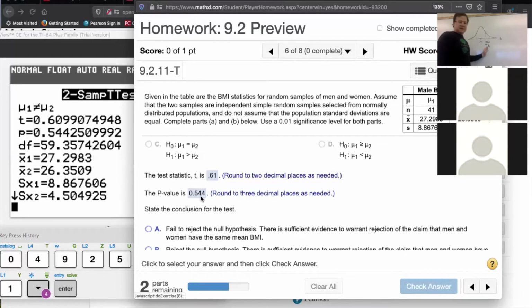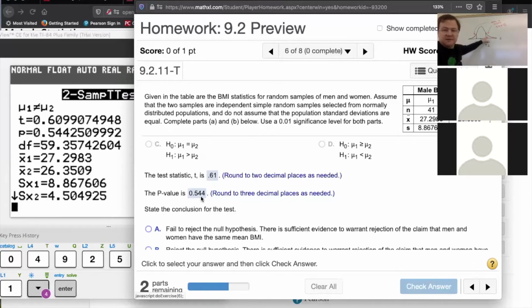Now, I'm about to shade this in, but remember, this is a two-tailed test. So the p-value is going to be the area that goes beyond 0.61, but also beyond negative 0.61. That's because it's a two-tailed test. So the p-value is this area and that area added together. Together, the area is 0.544. In other words, 54.4%.